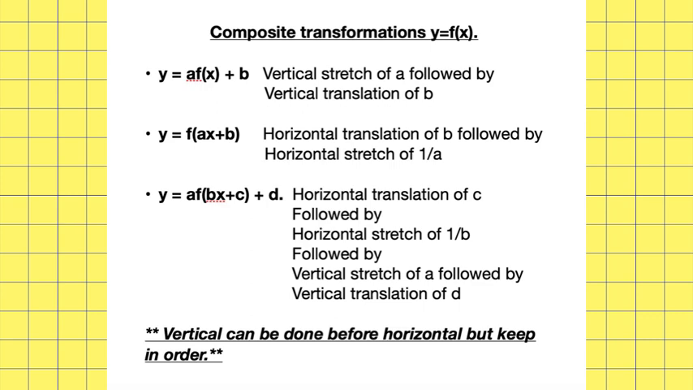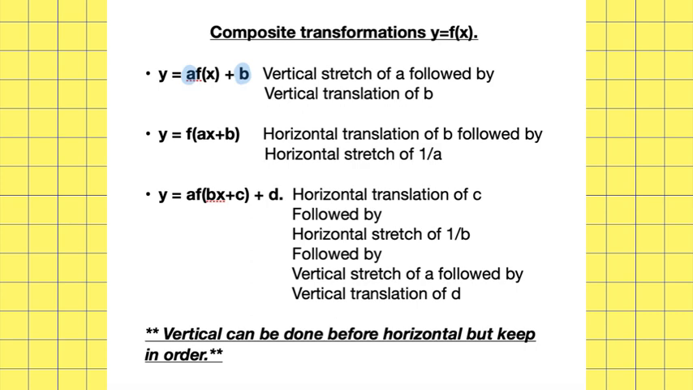These can get very confusing if you do not follow simple rules. They must be done in a certain order. Vertical transformations must be done stretches first, then translations. So if you want to draw the graph of y equals a f of x plus b, you do a first, followed by b. So you do the vertical stretch first, followed by the translation second.